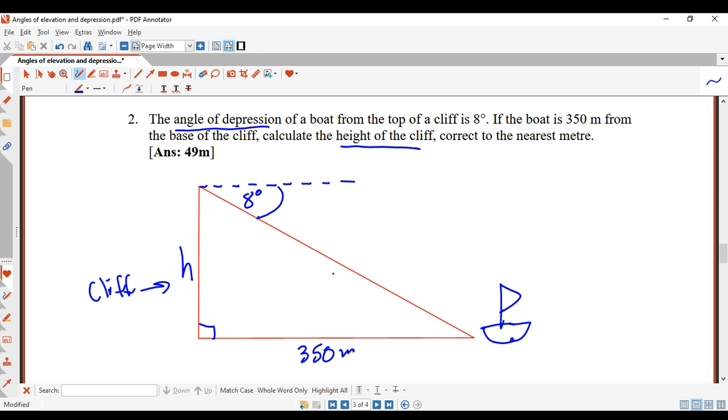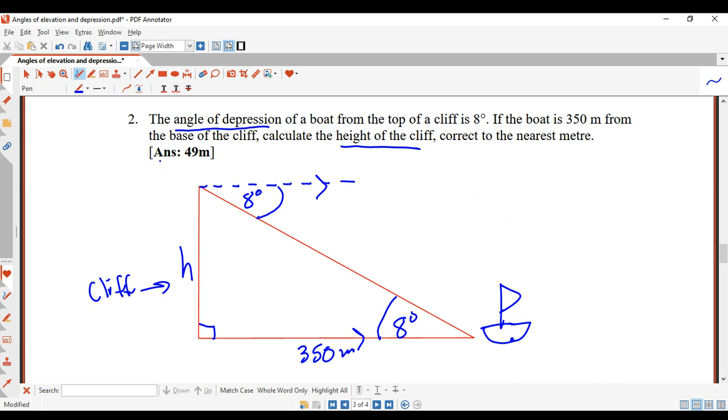Now, notice we have this as 8 degrees. There's two ways we could do it. First of all, we can say, well, if that's 8 degrees, then this must be 8 degrees down as well, because these two angles are alternate angles. So they must be equal on the parallel lines. Here's your parallel lines there and there. So let's do it that way.